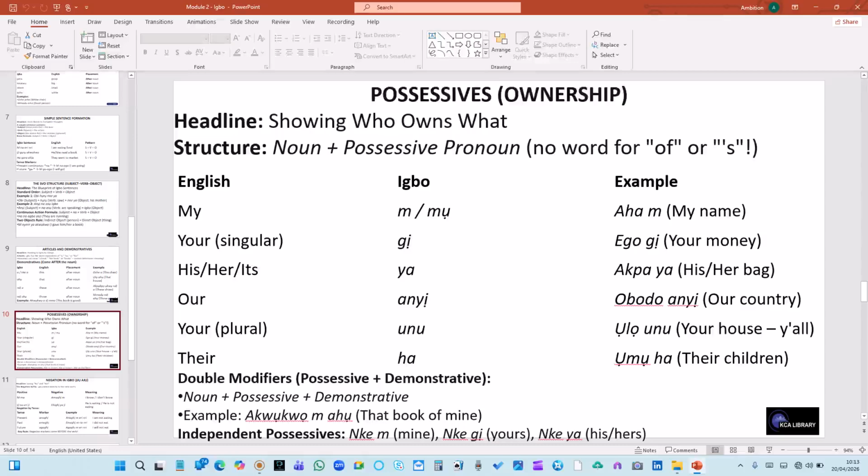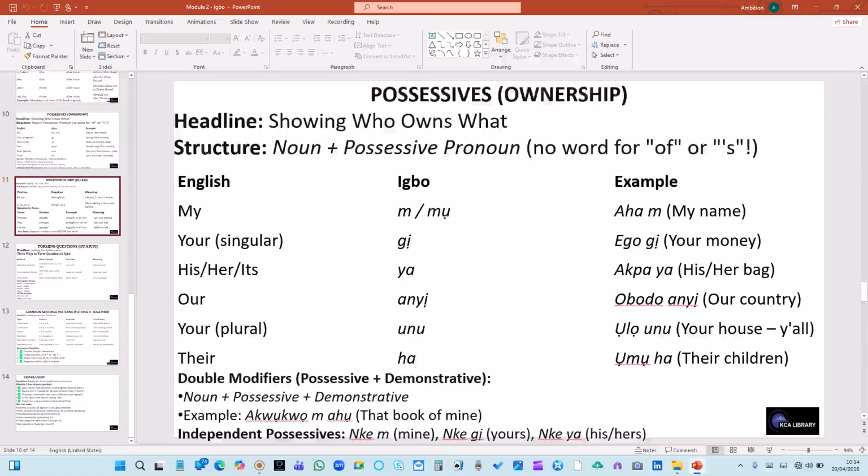Then double modifiers, that is possessive plus demonstrative. The structure includes noun plus possessive plus demonstrative adjective. Example, akwụkwọ m ahụ, that book of mine. Independent possessives include nke m, which means mine, nke gị, which means yours, nke ya, which means his or hers.